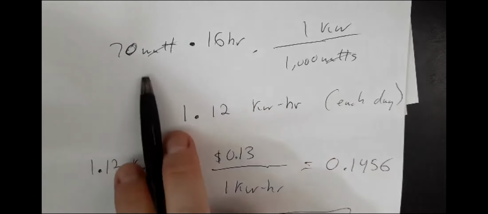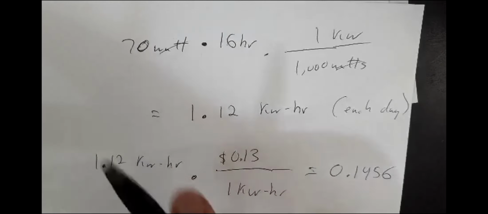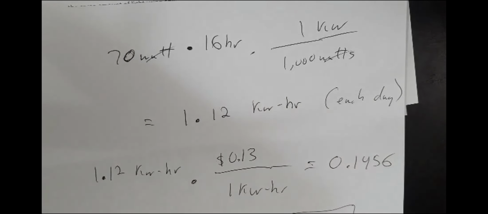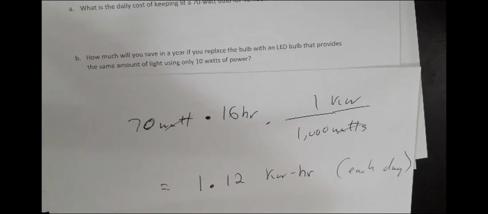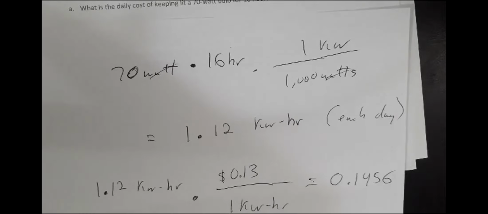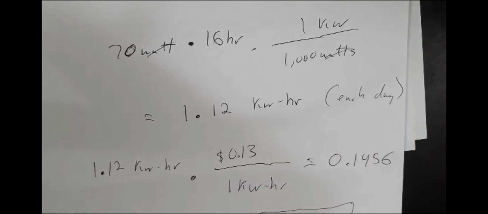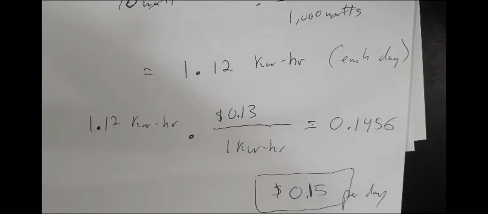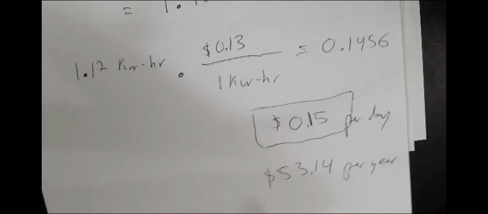Is the 70 watts going to change? Yes. That should be the main thing that changes. The 16 hours, they're still going to keep the light on for the same amount of time. You're replacing it, so it's the same light, the same time. 1 kilowatt is still 1,000 watts. This is the number we got from that. After we got that number, we multiplied it by 0.13. This got us our cost per day. We multiplied by 365 to find the cost per year.